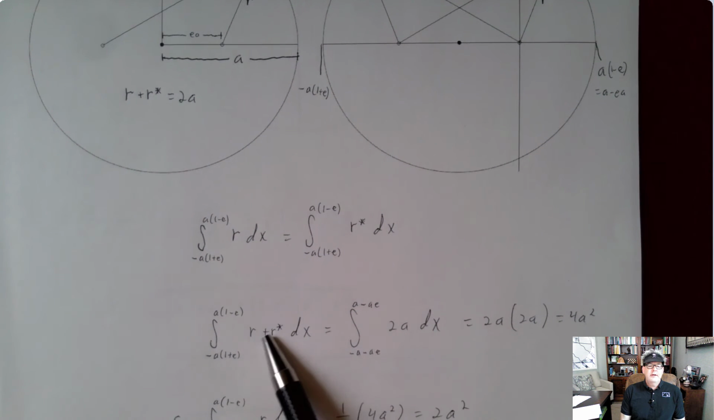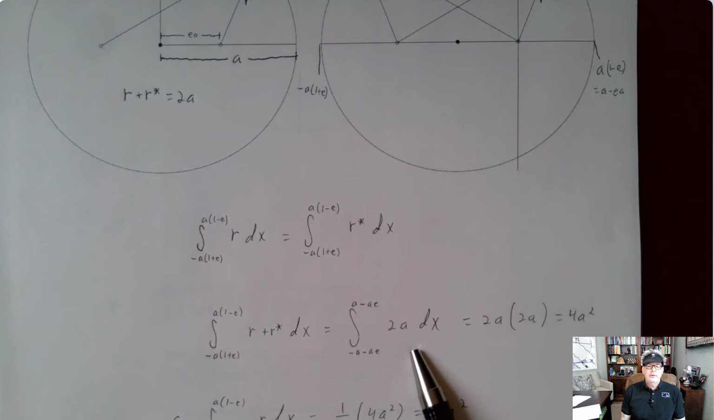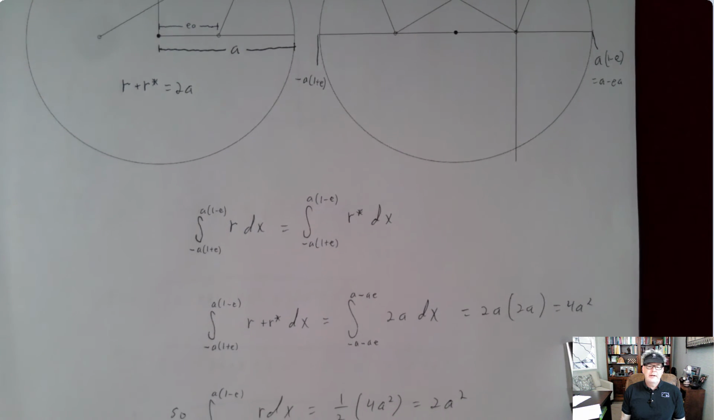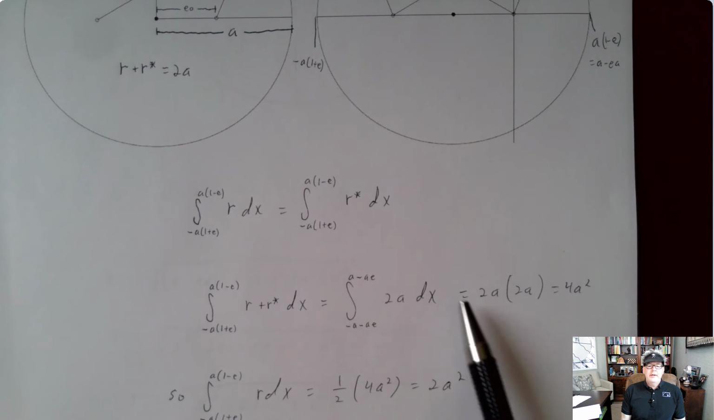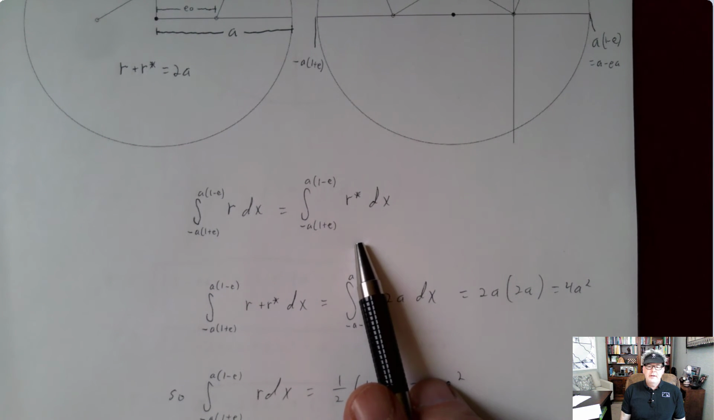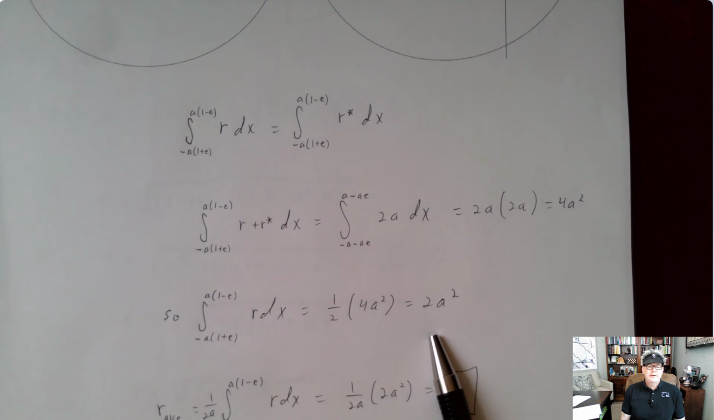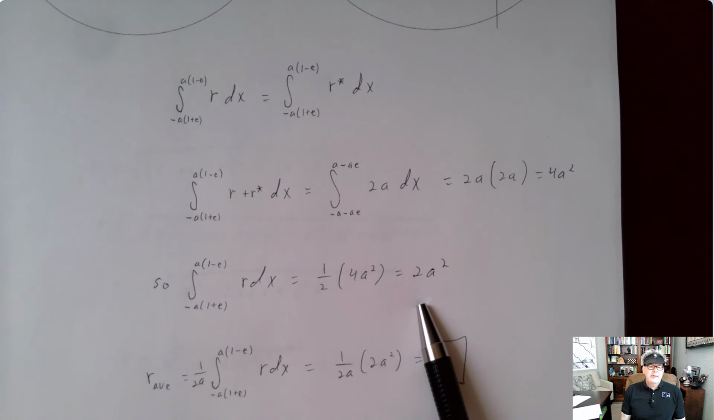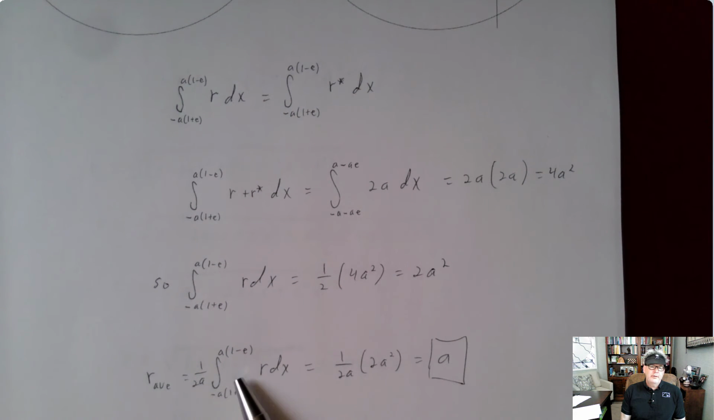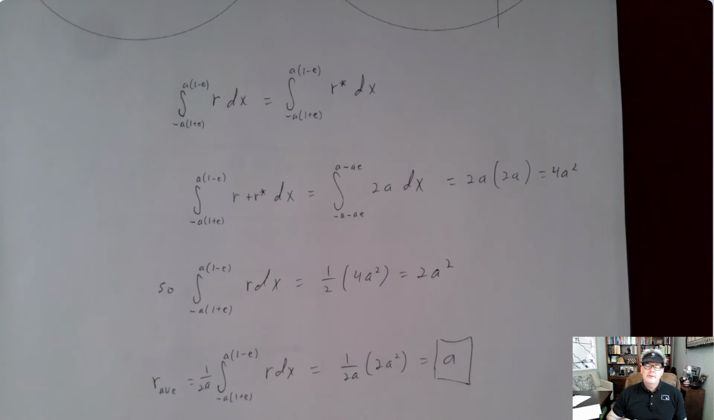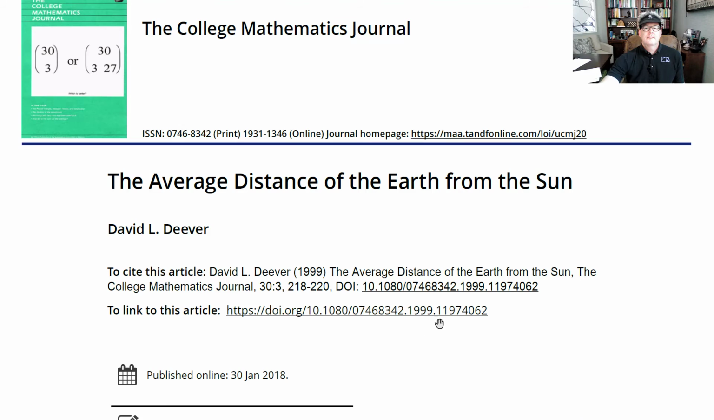And again, the integral of the sum is like integrating 2a. So it's 2a times the length of the interval, which is 2a, so 4a squared. So if they're equal, and then their sum integrates to this, then each one contributed half, 2a squared. And so for the average value, it's 1 over the length of the interval, 2a, times that integral, and so it's a. So again, this is what was wrong in this article right here.